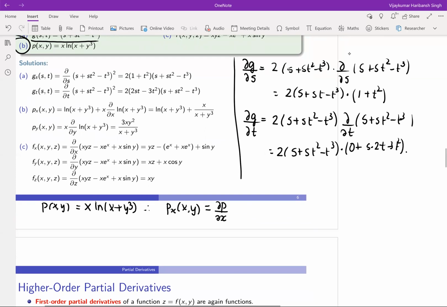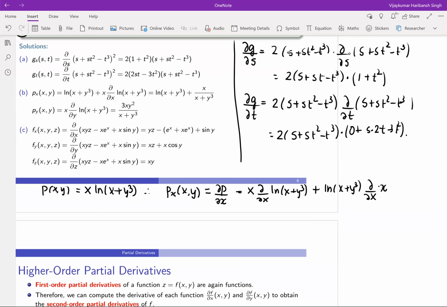This is going to be, so here this is a function of x, this is also a function of x. So two functions of x multiplied with each other, we have to use the product rule. So x times the partial derivative of ln(x plus y cube) plus ln(x plus y cube) times the partial derivative of x with respect to x. Okay, so this is going to be x. Now what is the derivative of ln of something? It is 1 over that thing multiplied by the partial derivative of the inside with respect to x, x plus y cube.